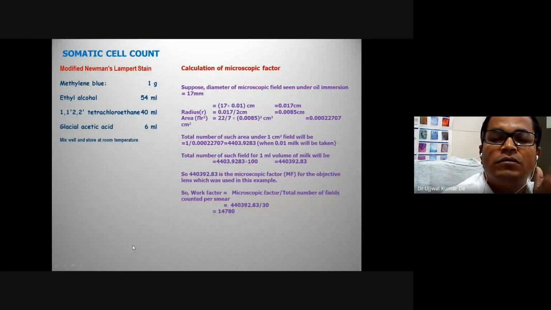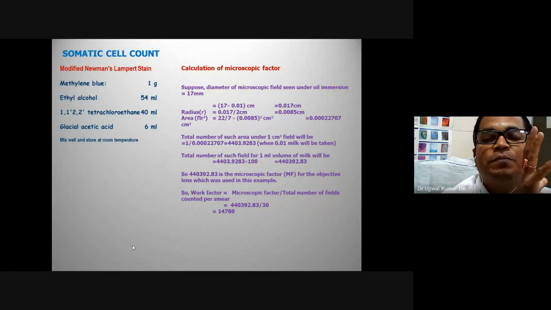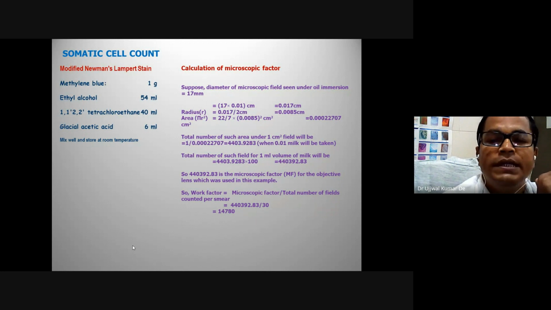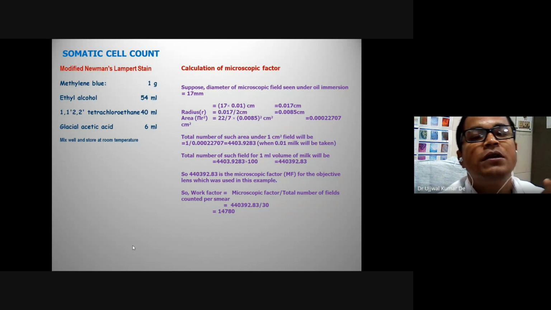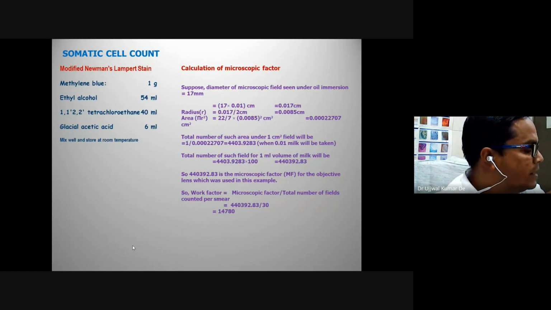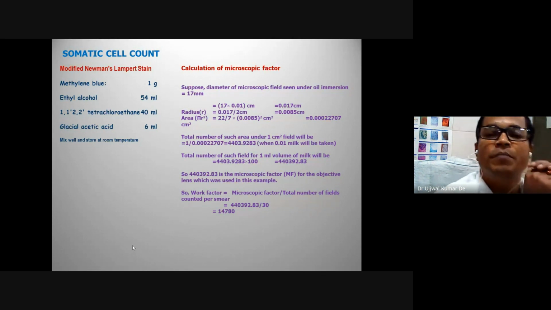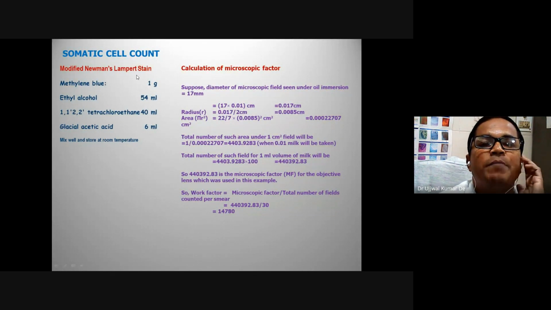Number two is the somatic cell count. Here we have to measure the number of cells per ml of milk. Here I have given the example of the microscopic method, because we can do it very easily in a laboratory if you have a microscope. The stain contains methylene blue, ethyl alcohol, 1,1,2,2-tetrachloroethane, and glacial acetic acid. These are commonly available reagents in the laboratory, and we can prepare 50 to 100 ml of the stain.